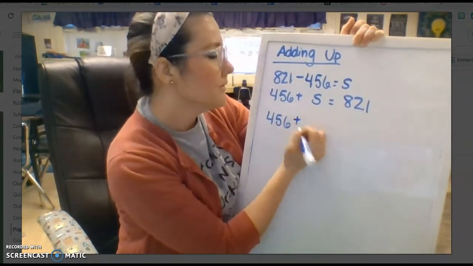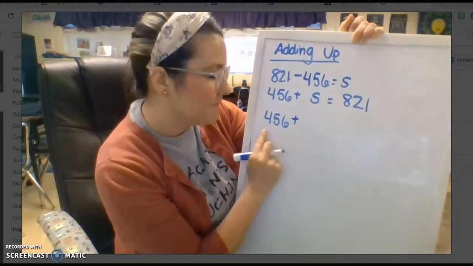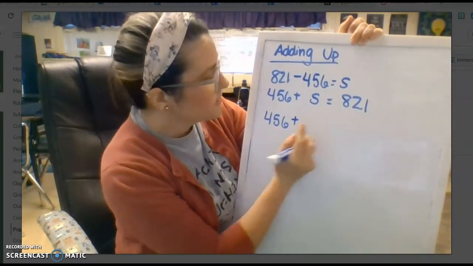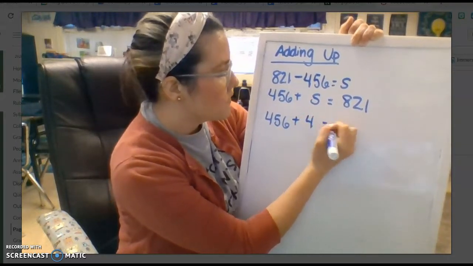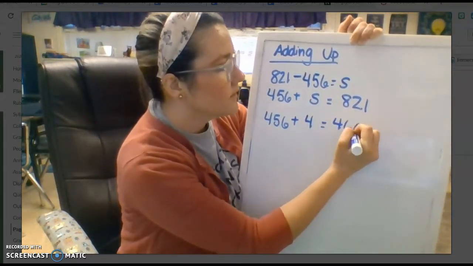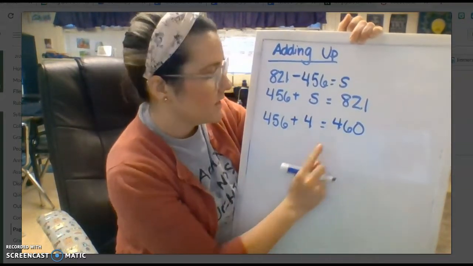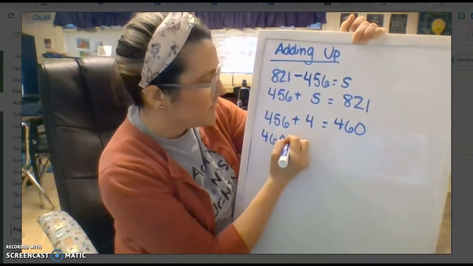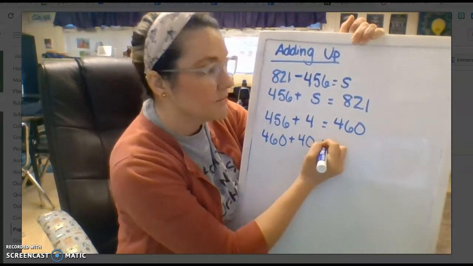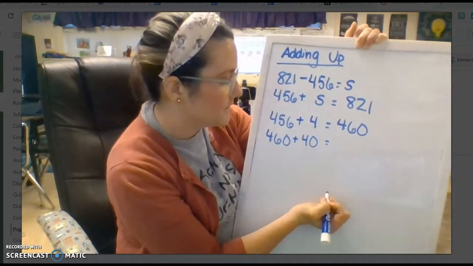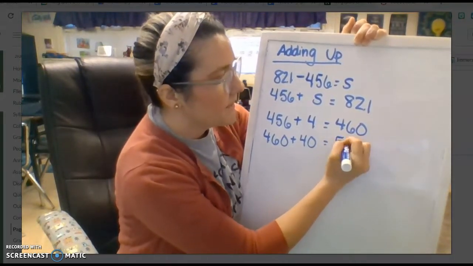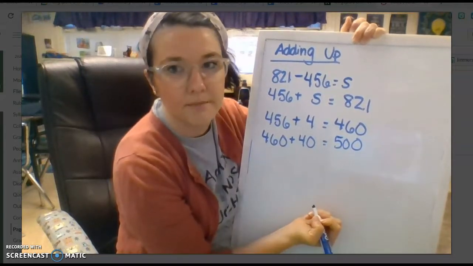All right, now what I like to do when I'm adding up, I like to get to some friendly numbers first. So 456, I know if I add 4, I'm going to get to a multiple of 10. Okay, so 460. 460 plus 40 is going to get me to a multiple of 100, and I love that. That's a good friendly number. So 460 plus 40, I'm going to make a new 100, and I'm going to be at 500.